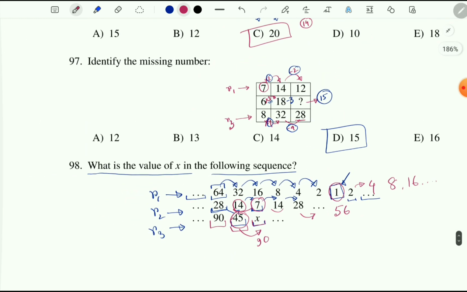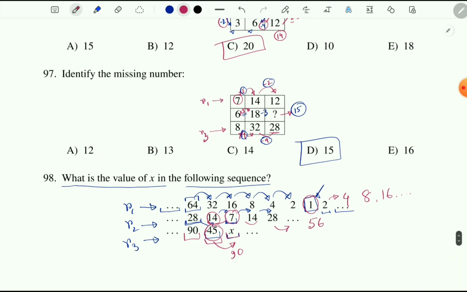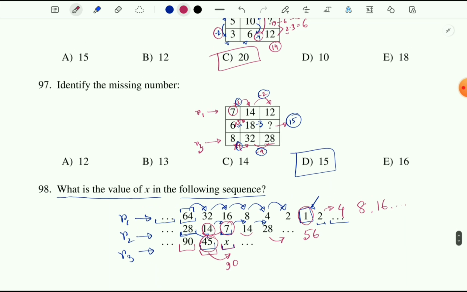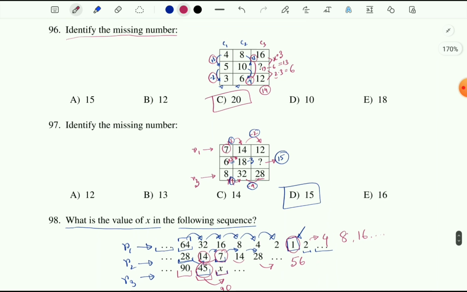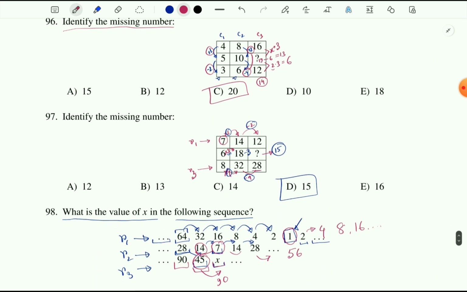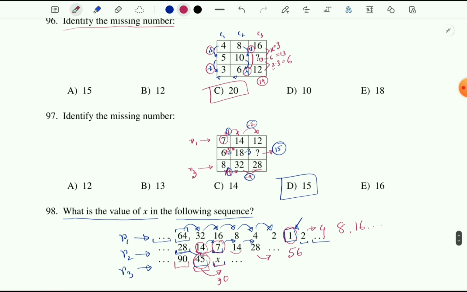These are the problems which were given, which are common for TOLC-E and TOLC-I. So practice them, and whenever some problems come like this, try to solve them. Try to use this kind of logic so that you can solve them.